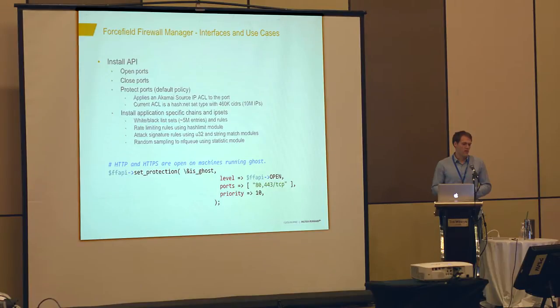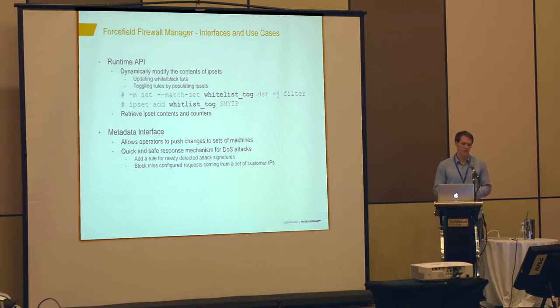And then lastly, there's a use case around random sampling. A lot of people like to log, whether it be drop packets or a certain set of packets, but they don't want to have all the packets coming up to user space, so they will use random sampling to get packets to user space, where they'll then log a certain set of the packets that they're interested in. And this code snippet at the bottom is an example of our installation API. This is setting a protection, opening port 80 and 443 on the machine type, our global host, or ghost for short. So that's our install API.